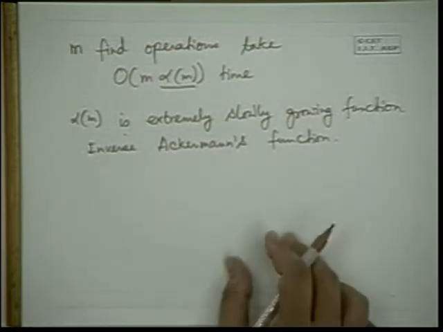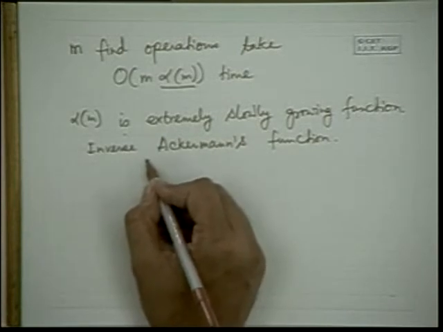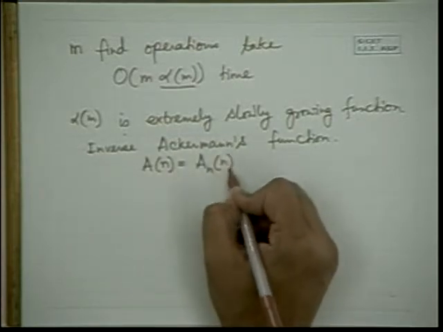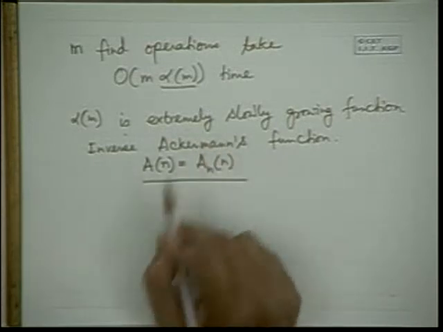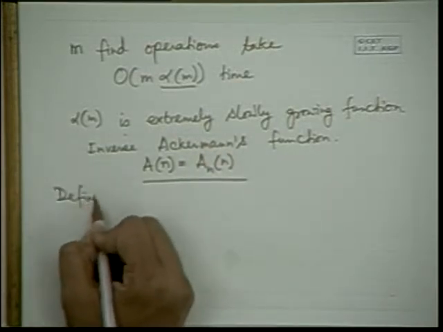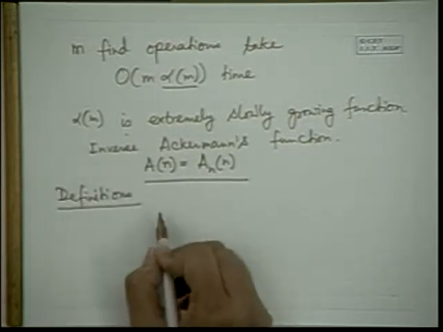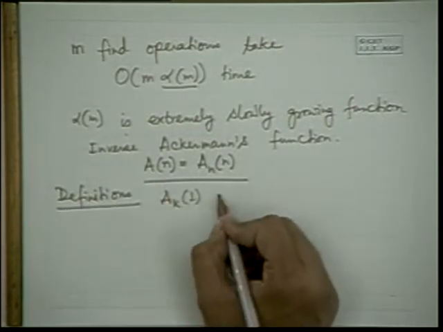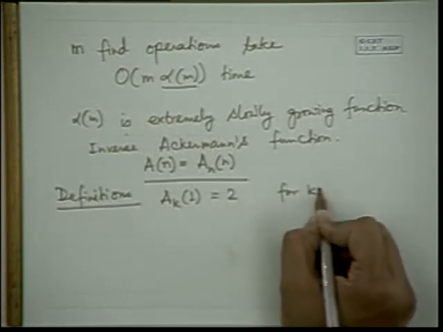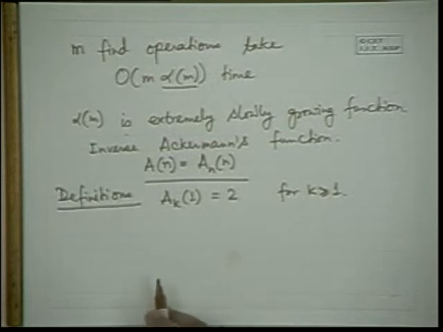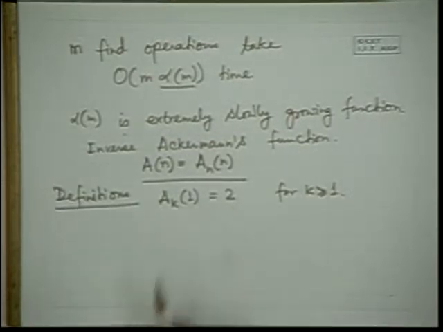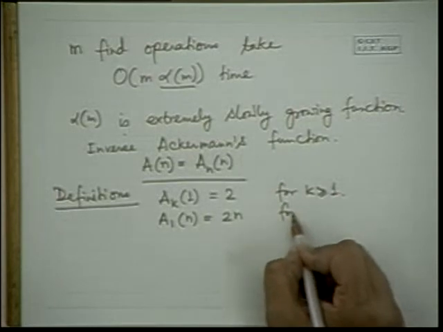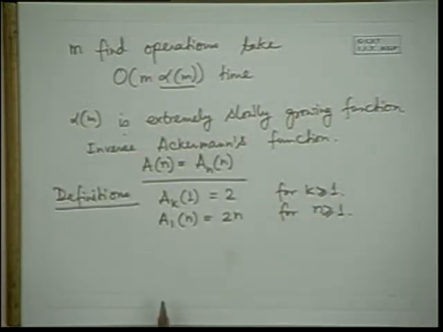Okay, what is an Ackermann's function? Ackermann's function is A of n, which is A_n of n. I am just defining it. I will tell you what it is now. So this is the definition of Ackermann's function, and alpha m will be the inverse of it. So the definition is A_k(1) is 2 for k greater than or equal to 1. A_1(n) is equal to 2n for n greater than or equal to 1. These are the two base cases.